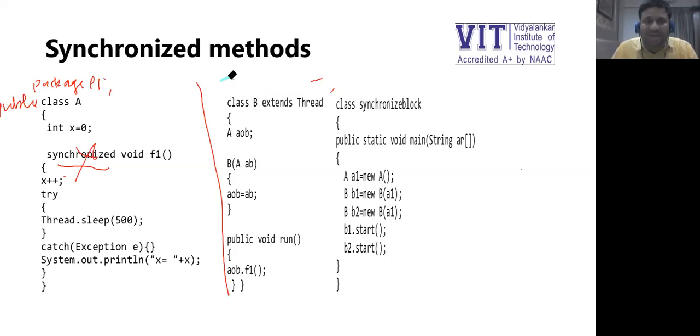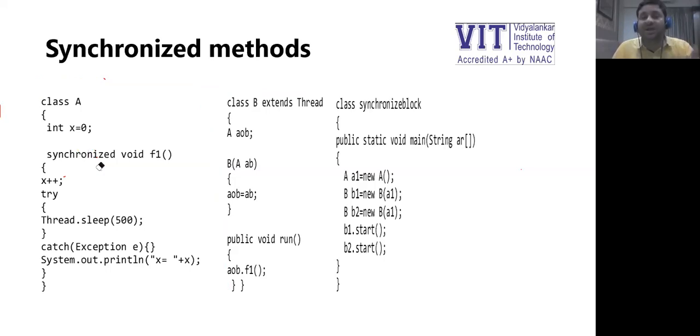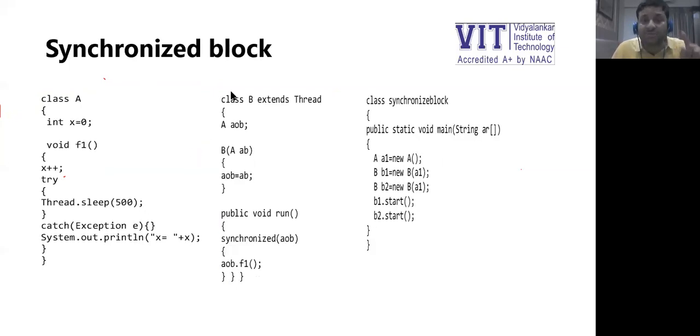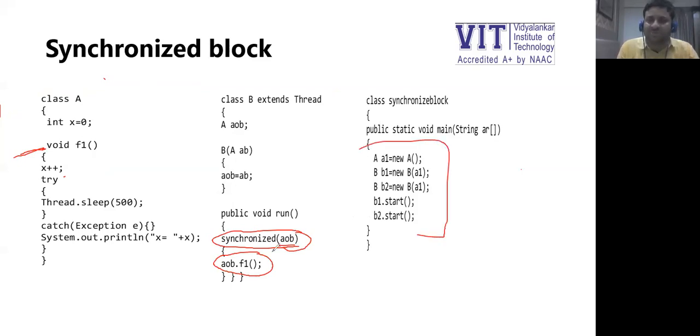Now if the method cannot be declared as synchronized for some reason, then we can make use of a synchronized block. See, here F1 is not synchronized, but this call to F1 is synchronized. So we call it a synchronized block. The call to F1 is enclosed within a synchronized block declared with the keyword synchronized. Now everything else is the same, only the call to the method is synchronized.